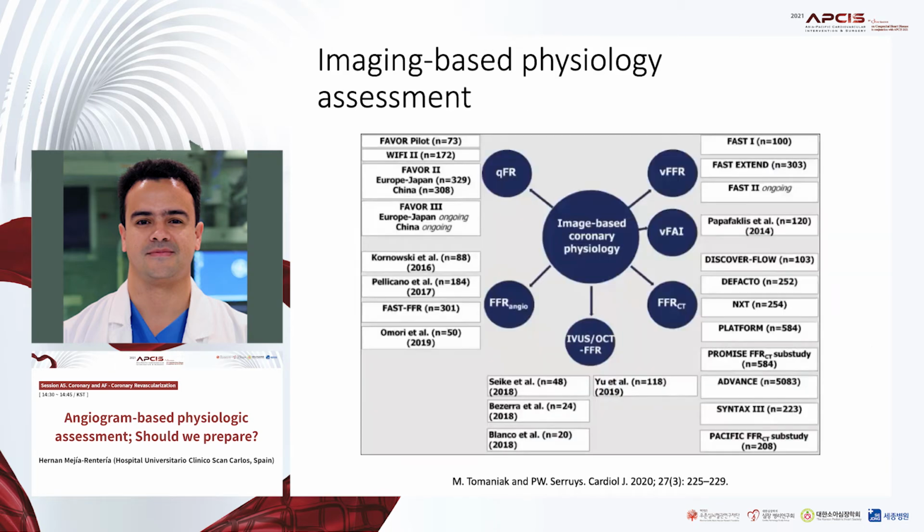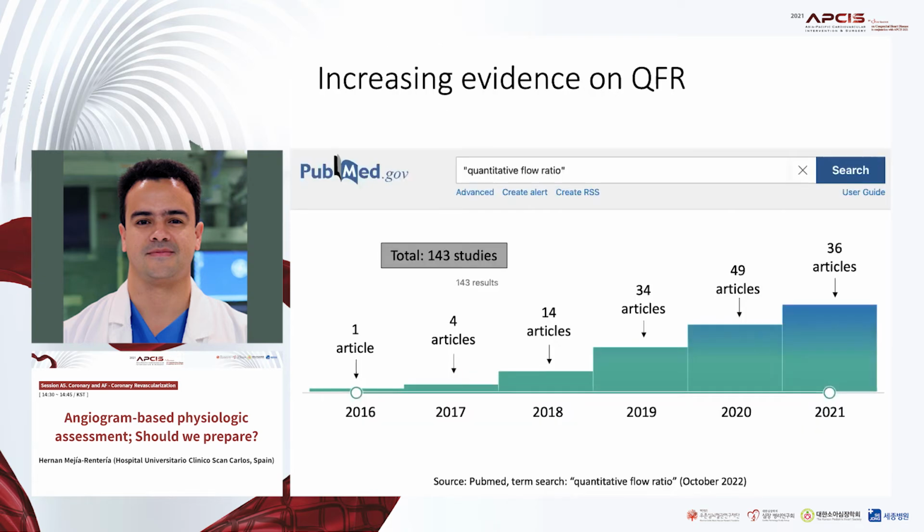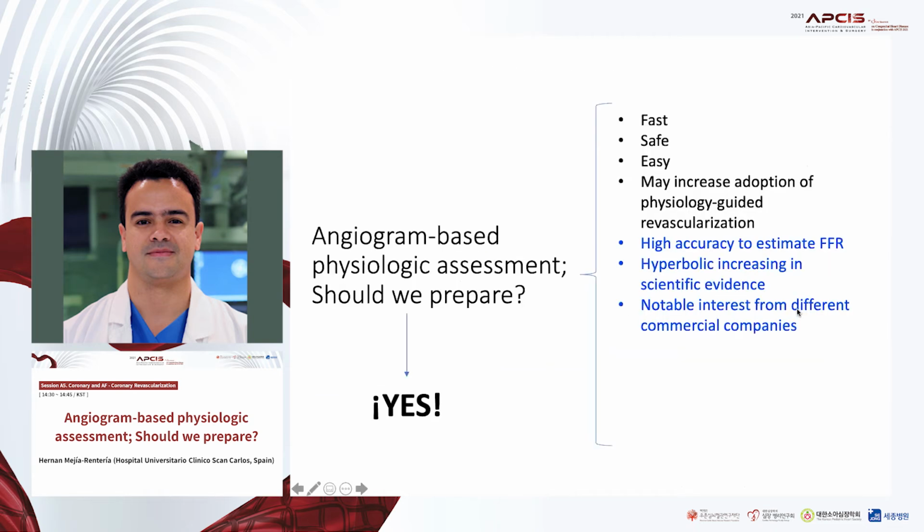And importantly, when we look at the scientific evidence, we can see that there is a large body of scientific studies supporting the feasibility and the accuracy of all these image-based coronary physiology techniques. In fact, when we introduce, for example, the name of QFR in PubMed, which is the invasive angiography-based method with the larger body of evidence, you can see the large number of studies with this technique and the remarkable increase in the number of studies along the last 5 years.